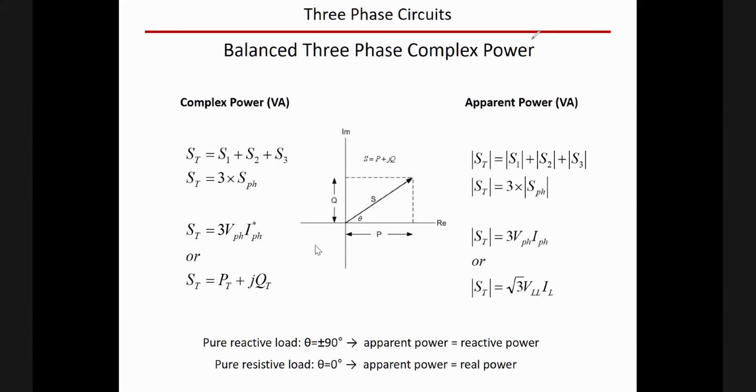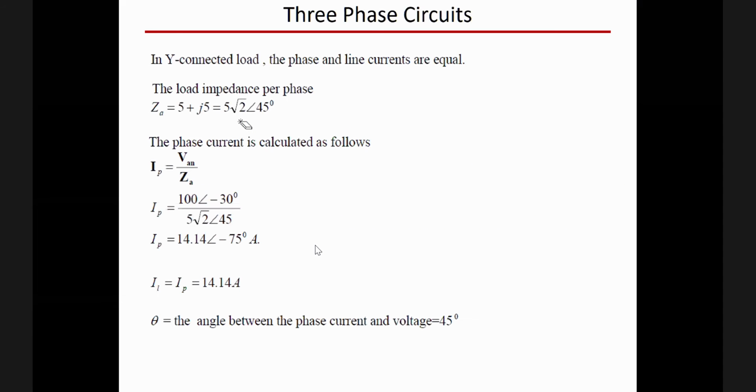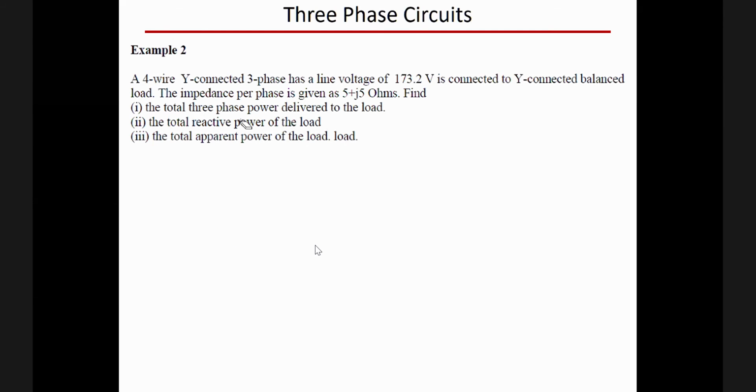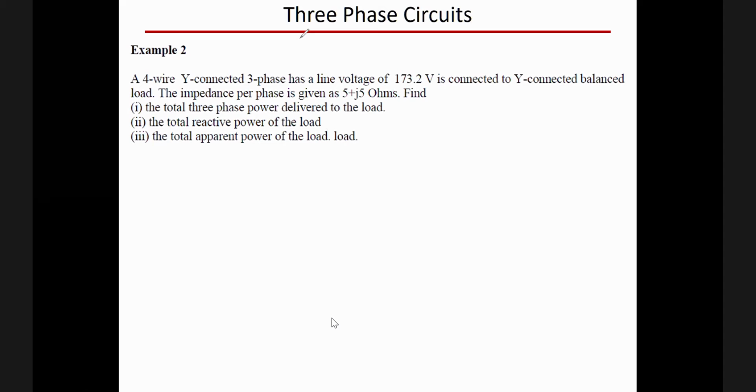So what we're going to do today, we're going to solve examples related to power calculations and also to the delta and Y connections. We're going to start with this example here. Again, it's not something new. We already discussed a similar example before. What we have here is a 4-wire Y connected 3-phase source that has a line voltage of 173. So this is the line voltage. It's connected to a Y connected balanced load. The impedance per phase is 5 plus J5.